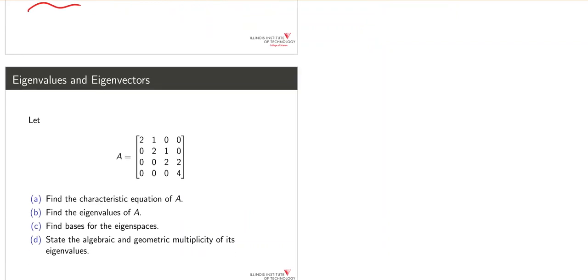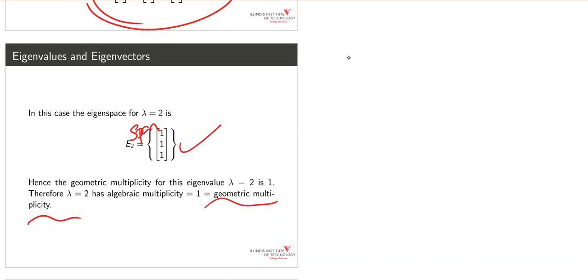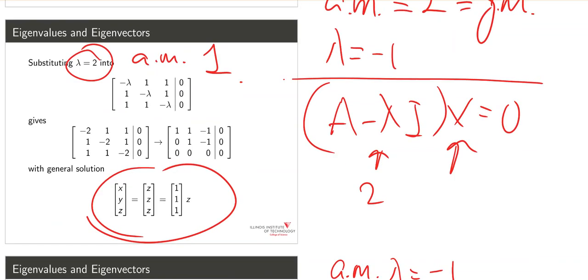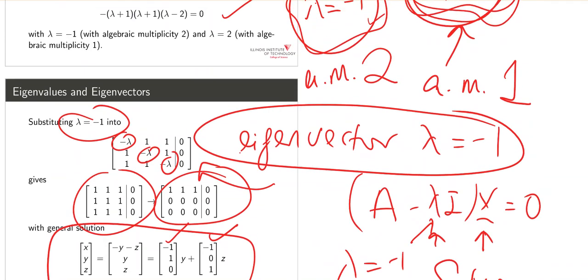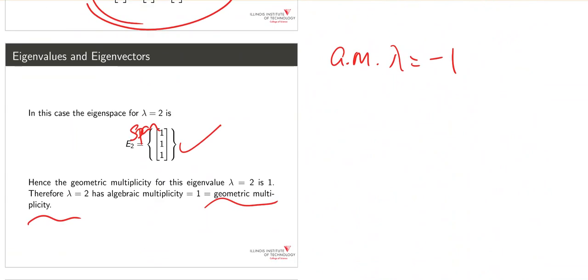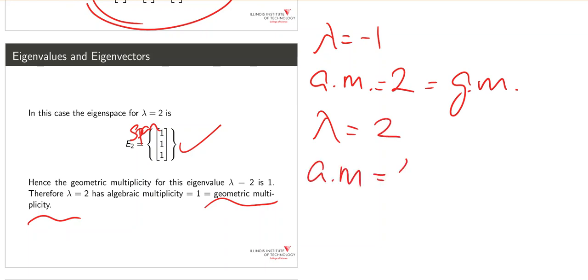Okay, so here, let's summarize. Here we have a situation where lambda equals -1 has algebraic multiplicity 2, which is also equal to the geometric multiplicity. Lambda equals 2 has algebraic multiplicity 1, and it is also equal to the geometric multiplicity.